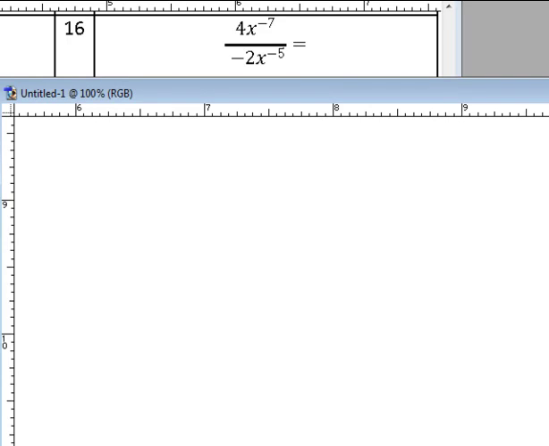In number 16, we're going to start by moving these powers with negative exponents. All right, so we'll bring this x to the minus 5 on top as x to the 5. And bring this x to the minus 7 to the denominator as x to the 7. And now we can divide top and bottom by 2.